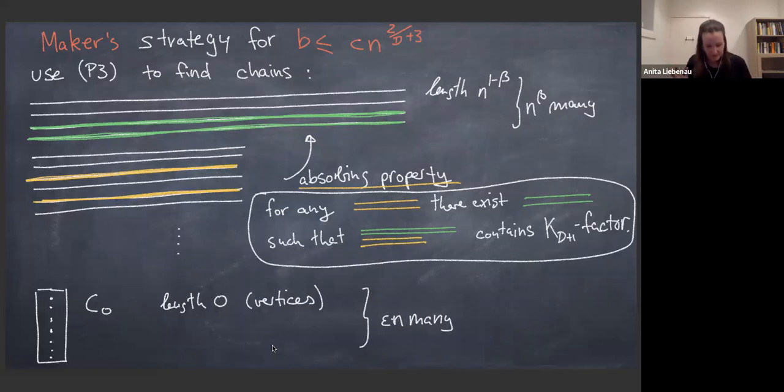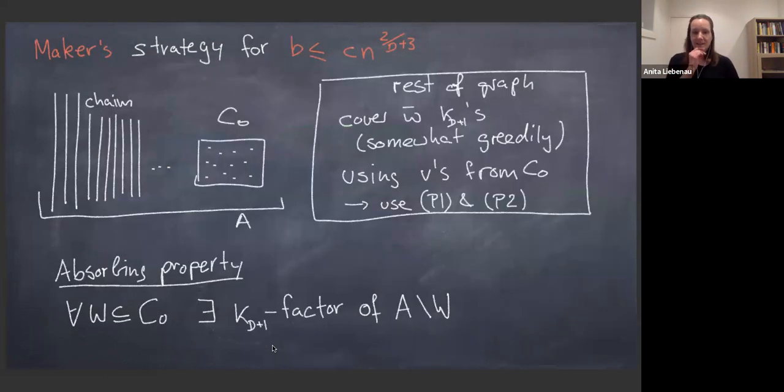So what we have built in this way, and that's the last picture for this proof, is an absorber. So here you see these long chains and the shorter chains going all the way down to C0, which is this set of size epsilon n. And this set A, all of these chains together, has the following absorbing property, that whatever subset of C0 I'm taking away, in the remainder of C0, together with all of these chains, I definitely find my KD plus 1 factor.